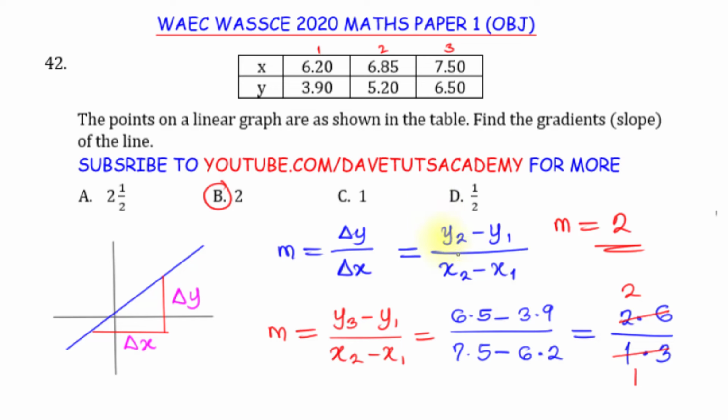You can choose to use any of the interpolation of the points. Here I'm using y3 and y1. You can choose to use y2 and y1, then x2 and x1, or y3 and y2, then x3 and x2. You will see that you will get the same answer. But this is the understanding behind this type of question, and the correct answer is option B.